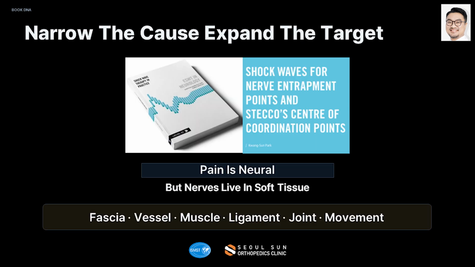This idea comes from my chapter on shockwaves for nerve entrapment points and Stecco's center of coordination points. Pain is neural, but nerves live inside soft tissue. So we narrow the cause toward the nerve while expanding the target to fascia, vessels, muscle, ligament, joint, and movement.